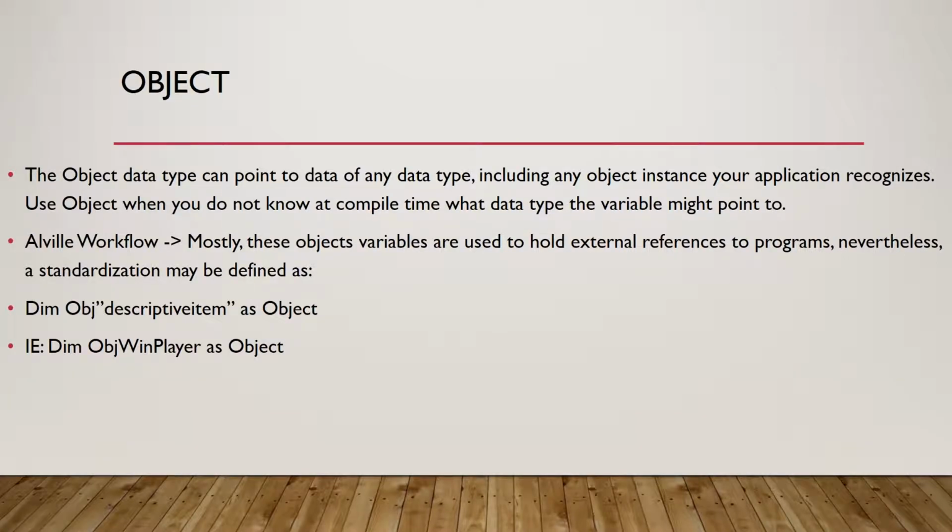Object. The object data type can point to data of any data type, including any object instance your application recognizes. Use object when you don't know at compile time what data type the variable might point to. Alville workflow. Mostly, these object variables are used to hold external references to programs. Nevertheless, a standardization may be defined as dim object descriptive item as object. Example, dim object win player as object.